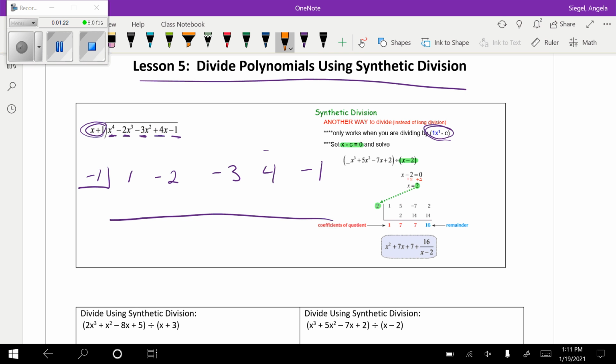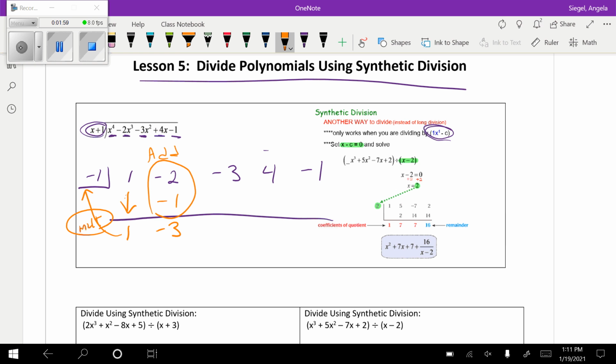Okay, so here's the process. The first step is we are going to drop this 1. Do not forget this step. This is a big deal. We're going to put that 1 right there. Any number on the bottom, we're always going to multiply by the number in the box. So 1 times -1 is -1, and we put the answer here. Then all of these we are going to add together. So -1 plus -2 is -3.